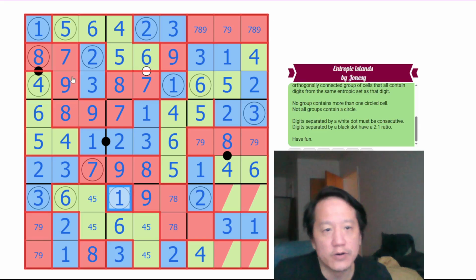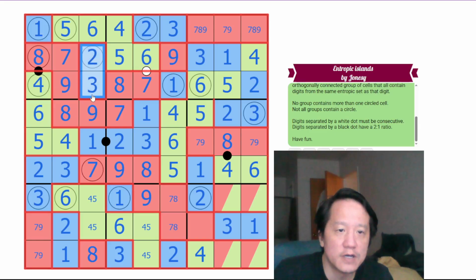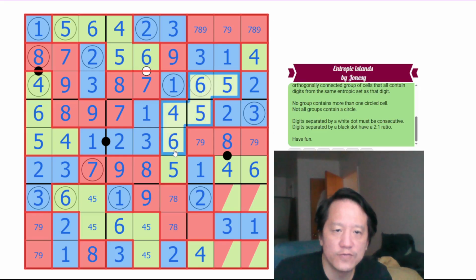Let's check the areas. So this is definitely 1 size 2, 5, 2, 1, 3. Let's draw the boundaries here. 1, 2, 3, 4, 5, 6. This is size 4, size 3, size 6, size 1, size 7, size 2. And so all the circles are valid.